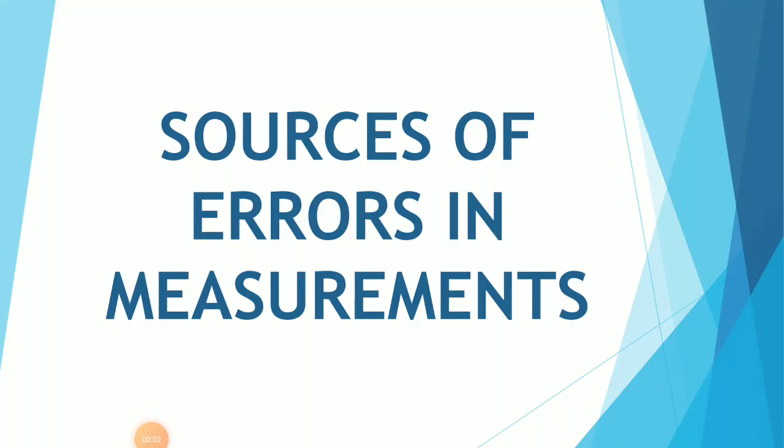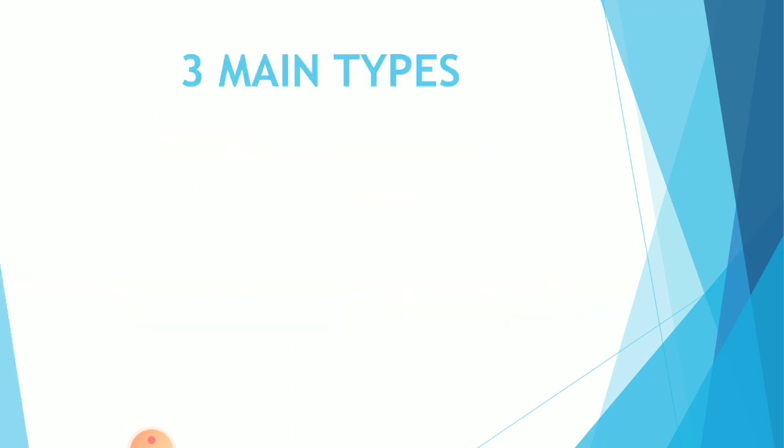Hello everyone! In the previous discussion, you have learned some commonly used measurements in chemistry. In this video, I will discuss sources of errors in measurements. The discrepancies usually observed between the experimental and theoretical results can come from many different sources.